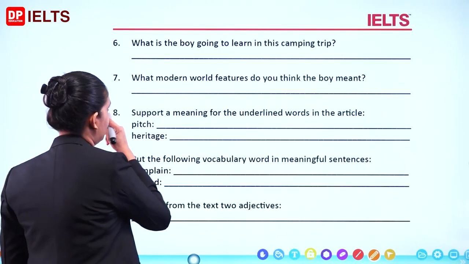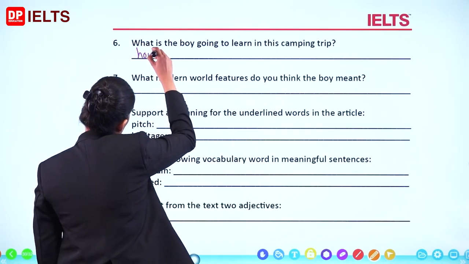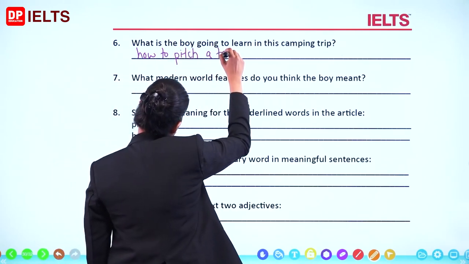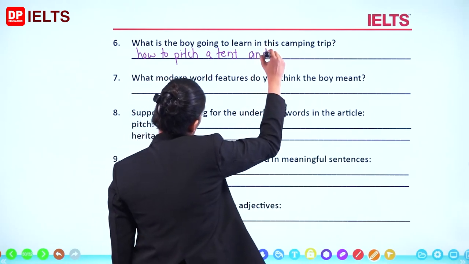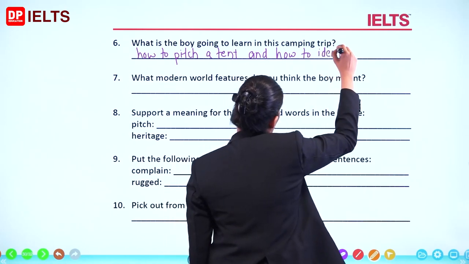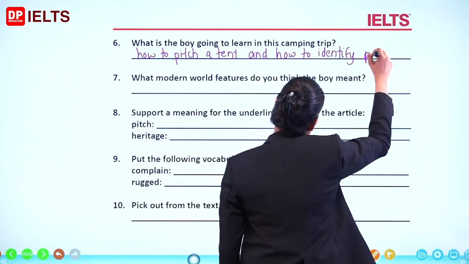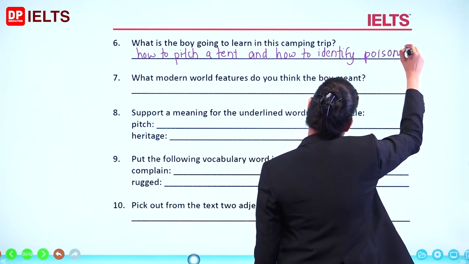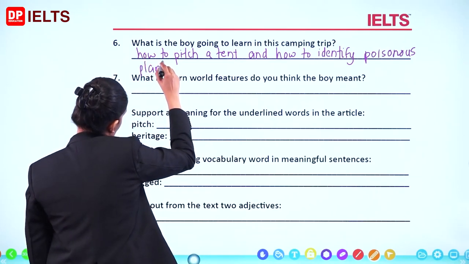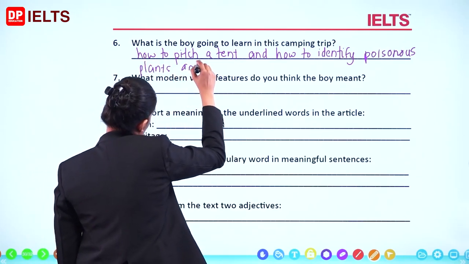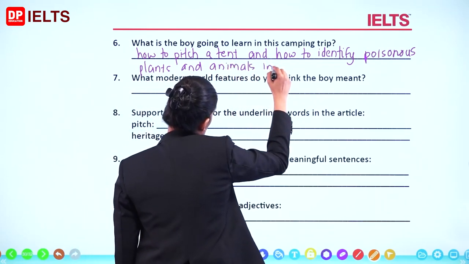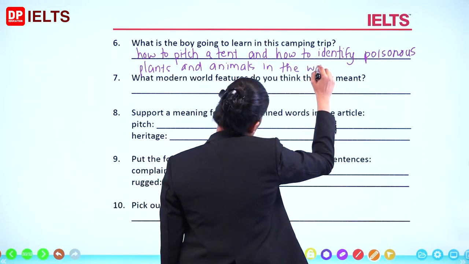Okay, so 2 things. How to pitch a tent and how to identify poisonous plants and animals in the woods.